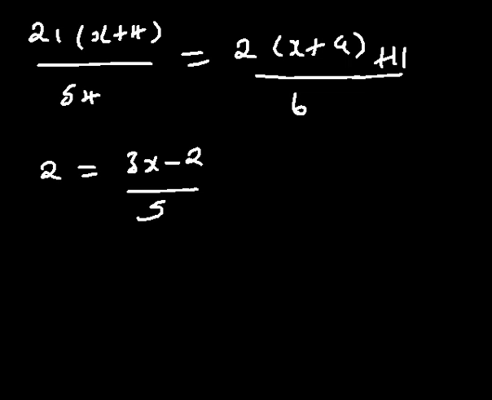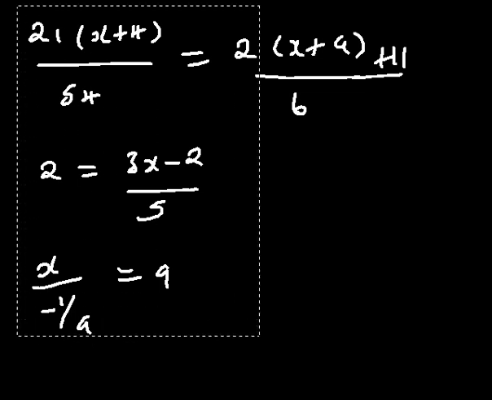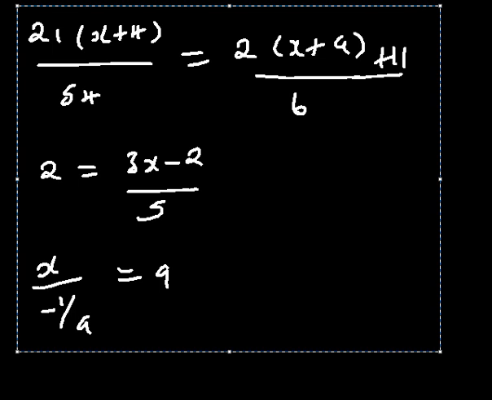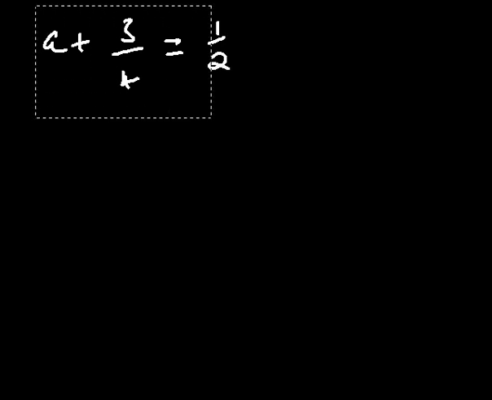And what if we have something like x divided by negative 1 over 9, which is equal to 9. How do you think we should solve for x there? So try to have those cases. And also, let's say a plus 3 over 4 is equal to 1 over 2. How do you think we should solve for it at that point?